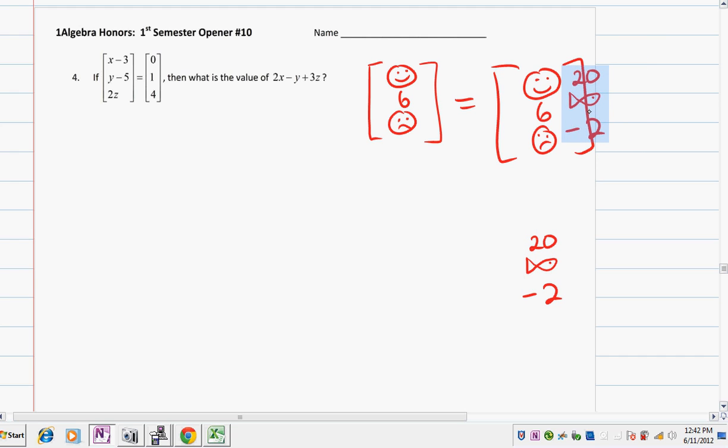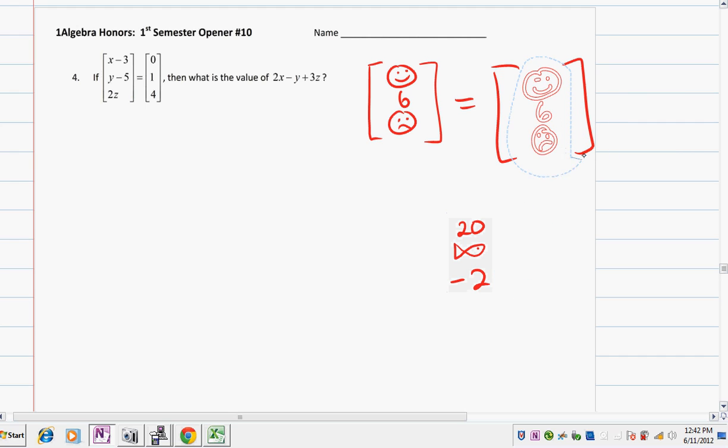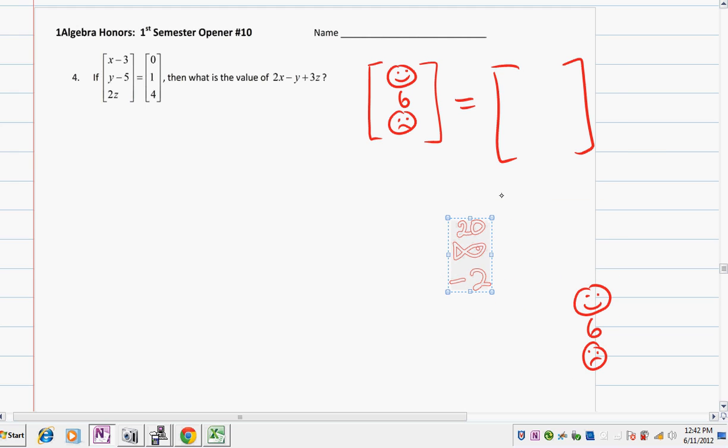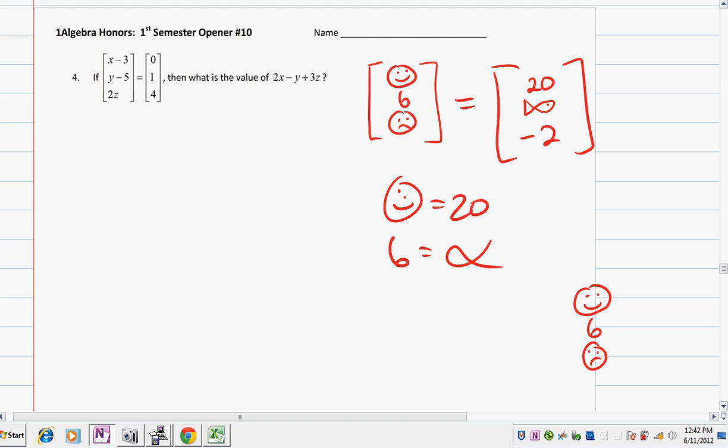So smiley face must be the same as 20, 6 must be the same as fish, and -2 must be the same as frowny face, right? Because they're just in the same spots. If I take my original and put it back, if matrices are to be equal, then each individual element must be the same as its corresponding one in the same position. So, like I said, smiley face would have to be 20, 6 would have to be fish, frowny face would have to be -2. Likewise, we have corresponding elements here, and those must be equal to each other for the whole matrix to be equal to the other one.